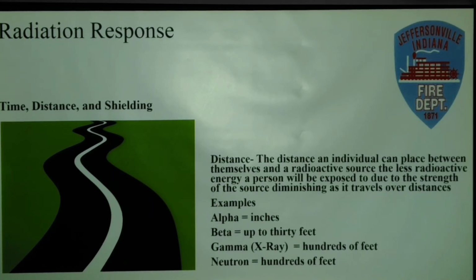Distance. The more distance an individual can place between themselves and the radioactive source, the less radioactive energy a person will be exposed to, due to the strength of the source diminishing as it travels over that distance. Example of this is alpha particles travel only inches, whereas beta, there are certain beta isotopes that can travel up to 30 feet. And again, gamma and X-ray travel hundreds of feet as well as neutrons.